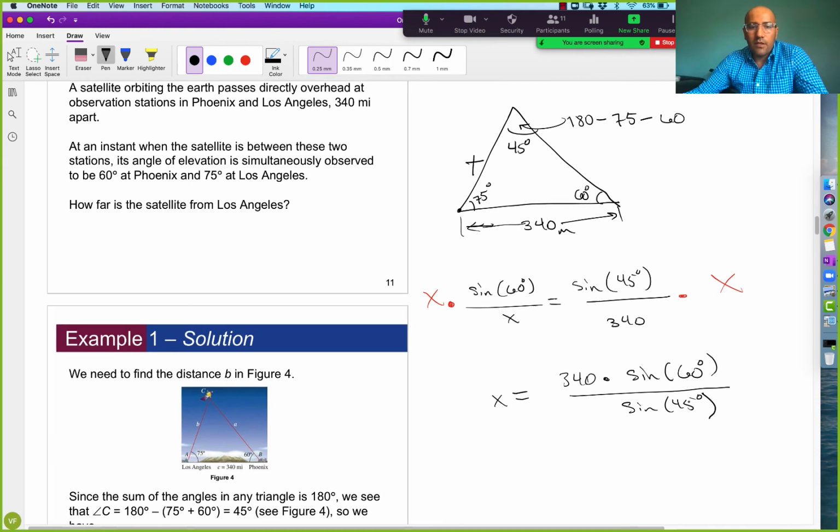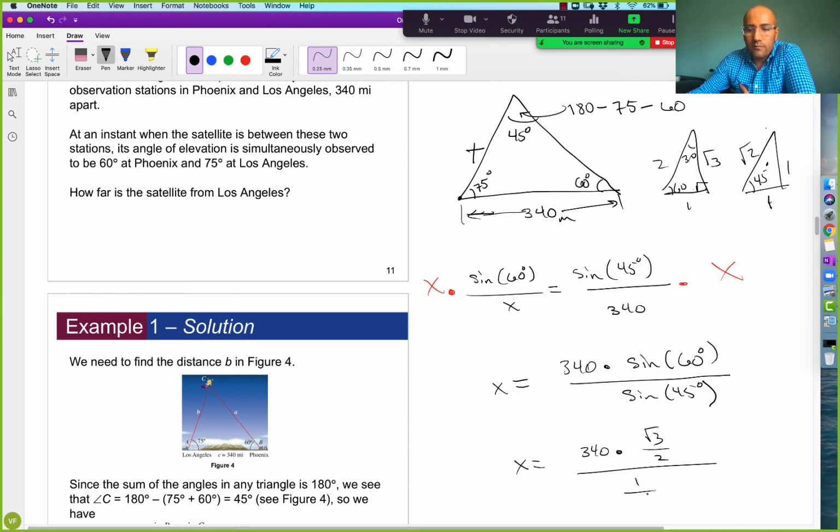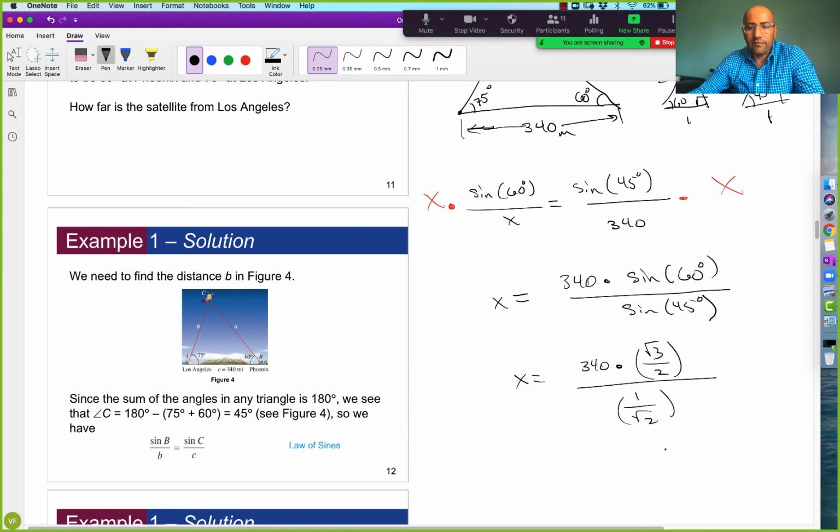As long as we're working with straightforward triangles, then we know that sine of 60 degrees, right? These are some of our known triangles. Here's 60 degrees, here's 30 degrees, there's 1, root 3, and a 2. So sine of 60 degrees is root 3 over 2. And the other one is the other standard triangle, which is 1, 1, root 2, where this is 45. So we know that sine of 45 degrees is 1 over root 2. So x equals 340 times root 3 over 2, I'm sorry, 340 miles, divided by 1 over root 2. And we can just punch that into our calculator and get an answer from there.